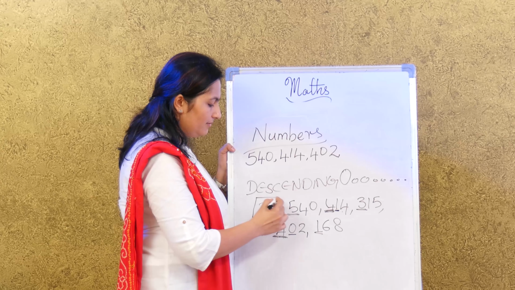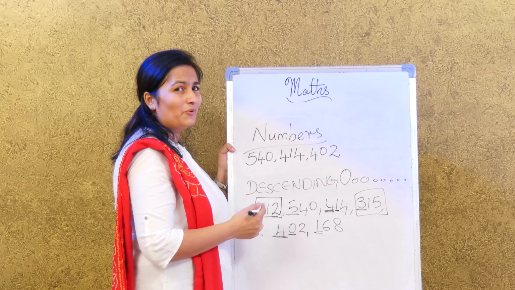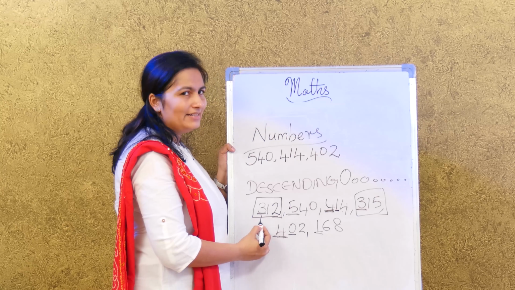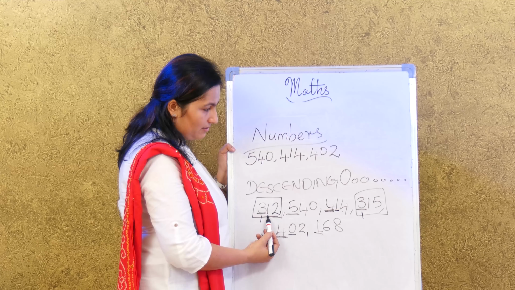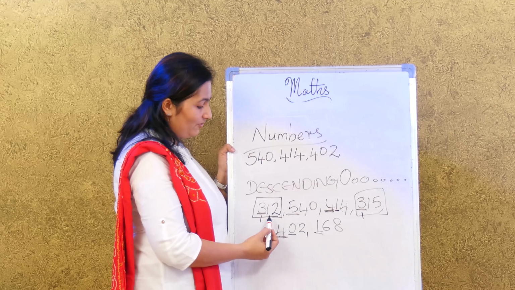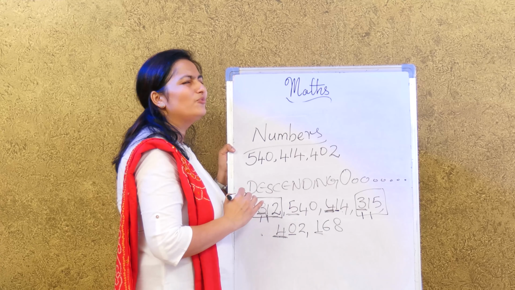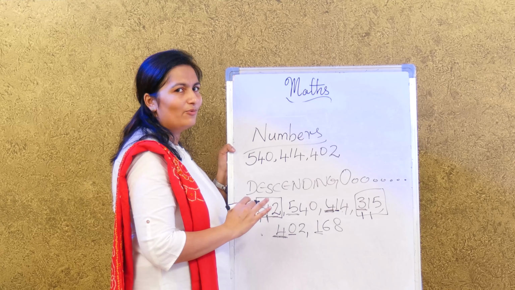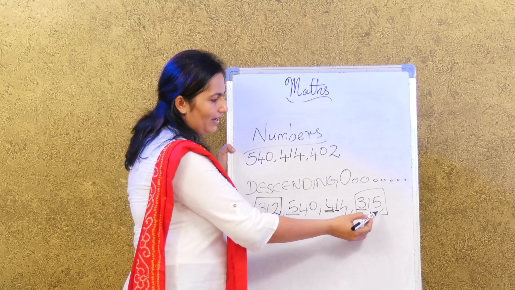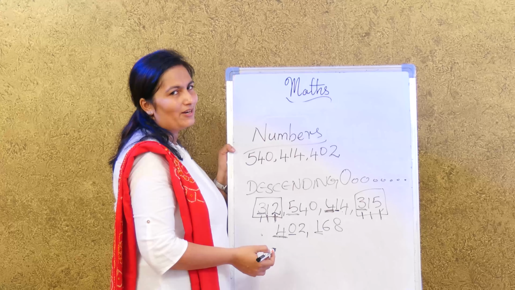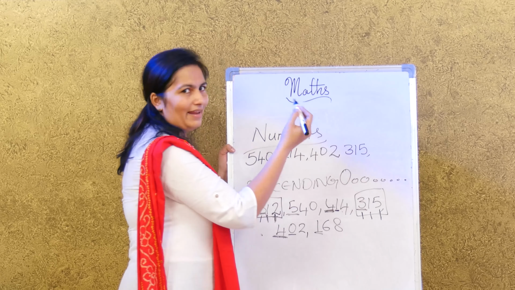Again, both of them are so close to each other. How do we know? So we go to the hundreds. Both are 3. Then we go to the tens. Oh, both are 1. So what do we do? We go to the ones. For sure you will get the answer. By the end of the ones you will get the answer. 2. And here it is 5. So you got a winner. 315 wins the next place.